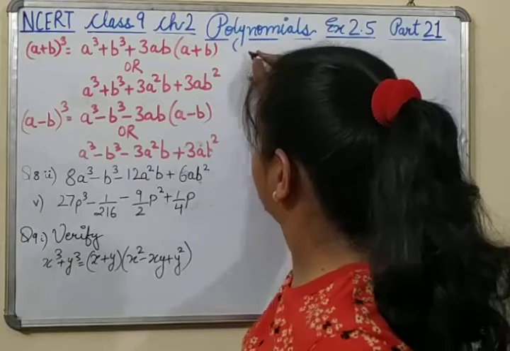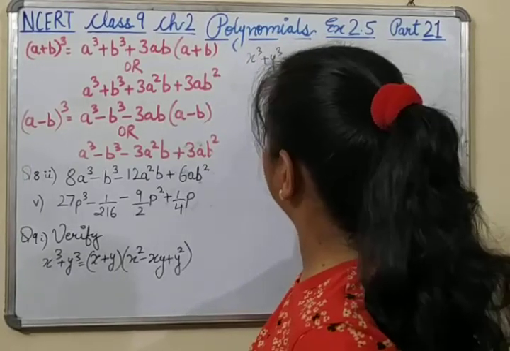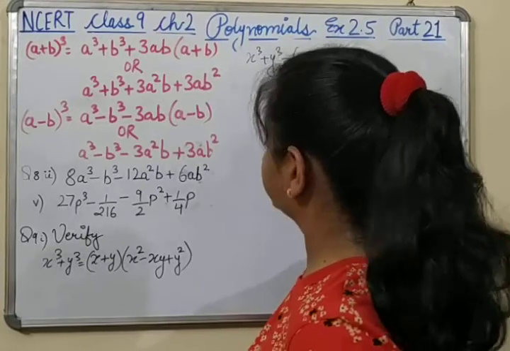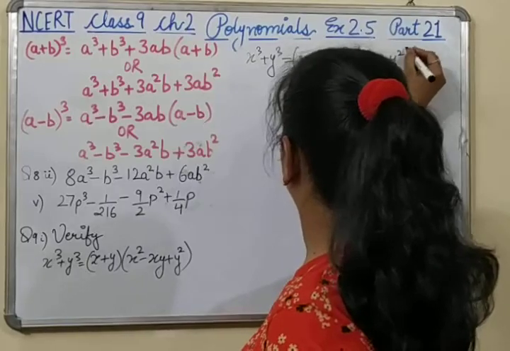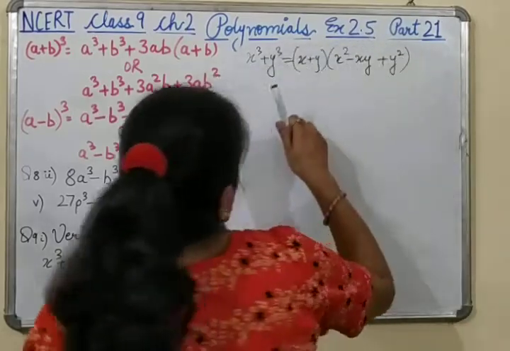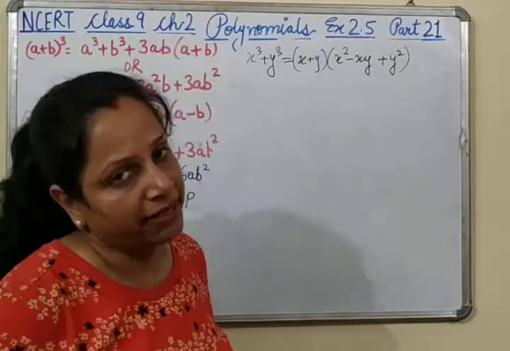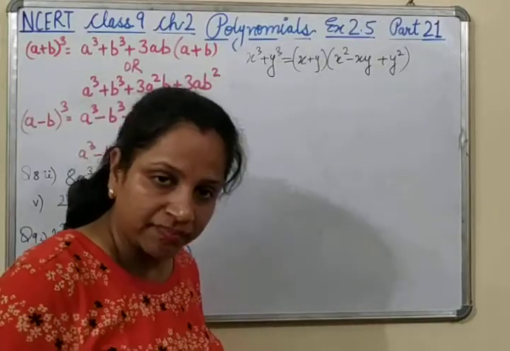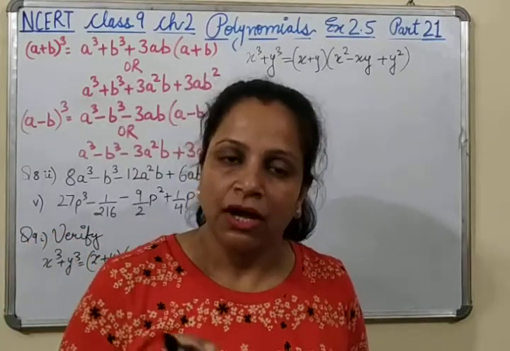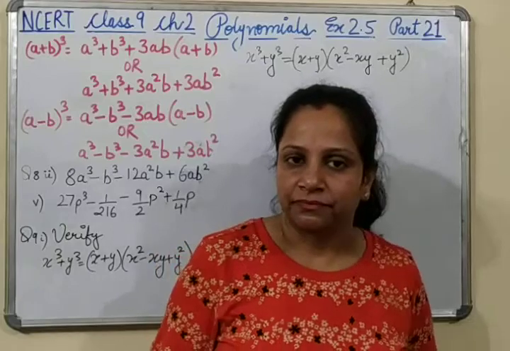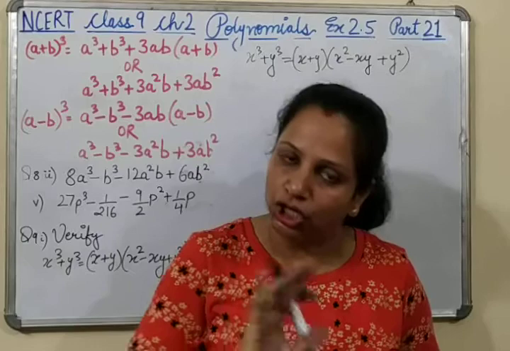So let us first take x cube plus y cube, and this is equals to x plus y into x square minus xy plus y square. Now we have to verify that x cube plus y cube is equals to x plus y into x square minus xy plus y square. Normally, in questions of verification, both the sides are equal. 99% the questions are equal.